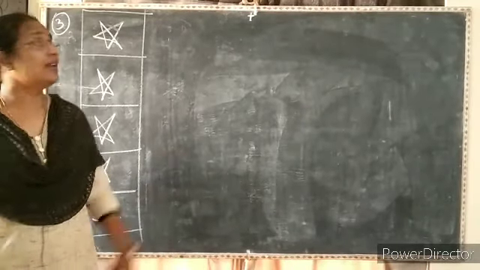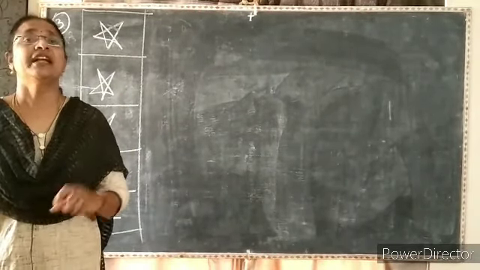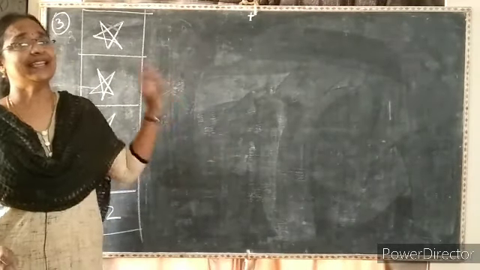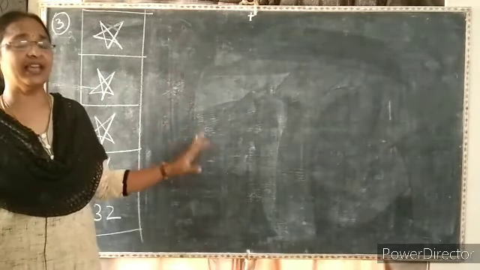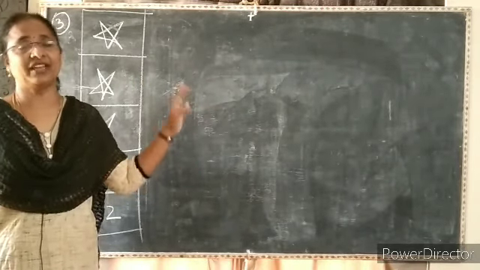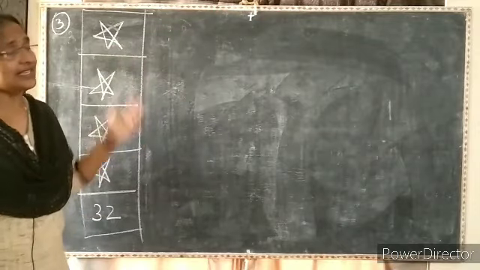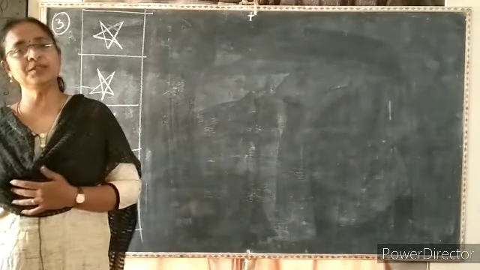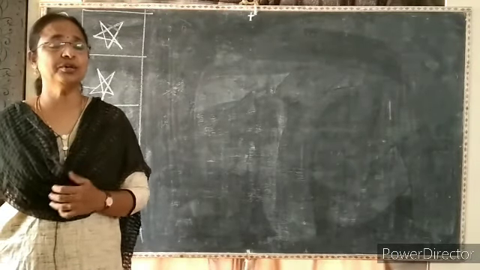Okay, dear students. Now let's move on to the third sum. In the third sum, we have a tabular column. See, in the table, we have stars, smileys, and triangles. Based on that, we are going to find how many stars are there, how many smileys are there, and how many triangles are there in this problem. Okay, shall we continue with the problem?